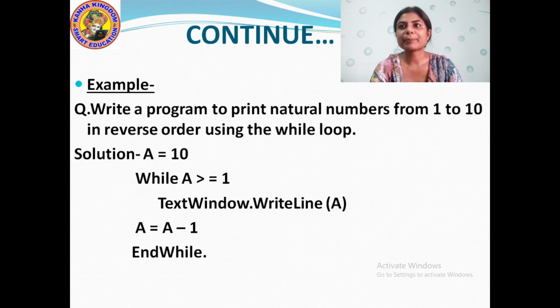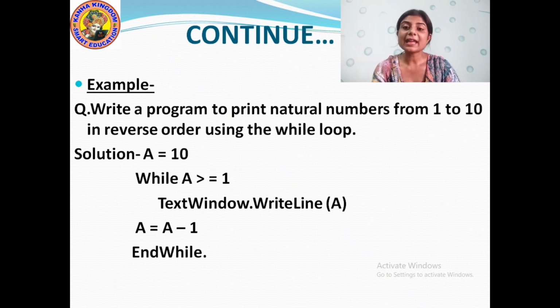Students, here is an example. Write a program to print natural numbers from 1 to 10 in reverse order using the while loop. Now what are the natural numbers? You know, right? In the reverse order, that means backward. It will come in backward. See, the solution: A is equal to 10. The end value is given as 10.